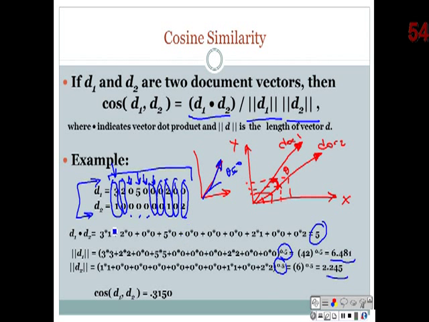And the cosine similarity is the dot product, which is 5, divided by the multiplication of those two lengths, and you end up with the number 0.3150. You can also see the example mentioned in your book. However, I think I explained it well enough here, on page 75.